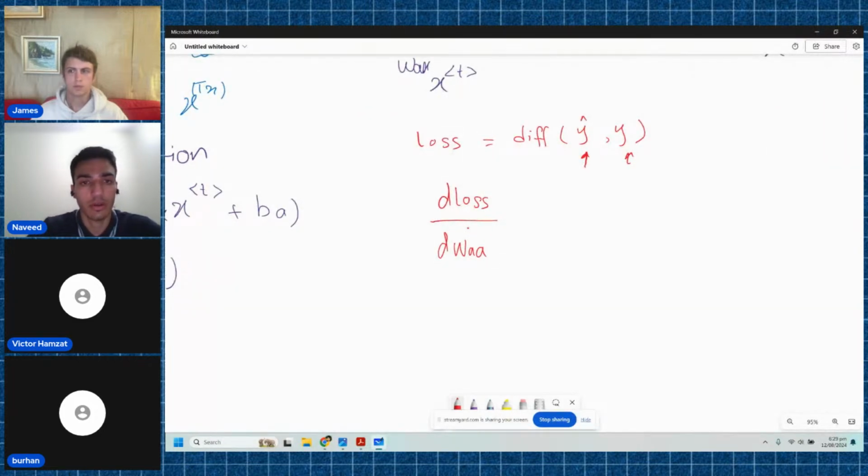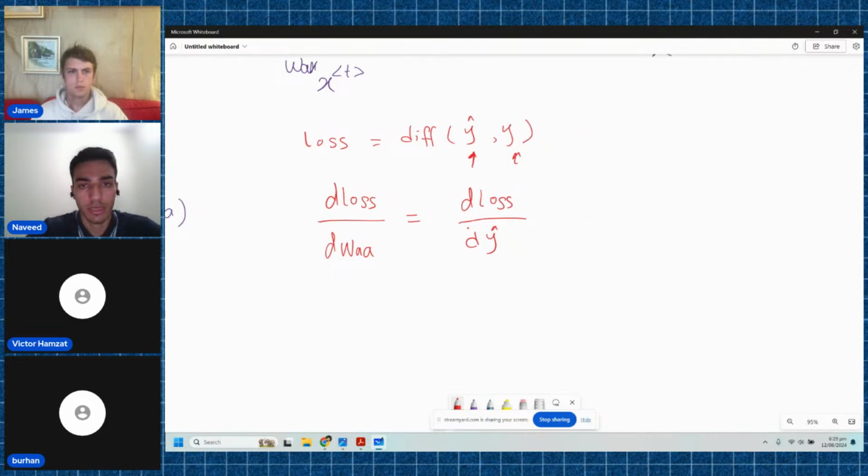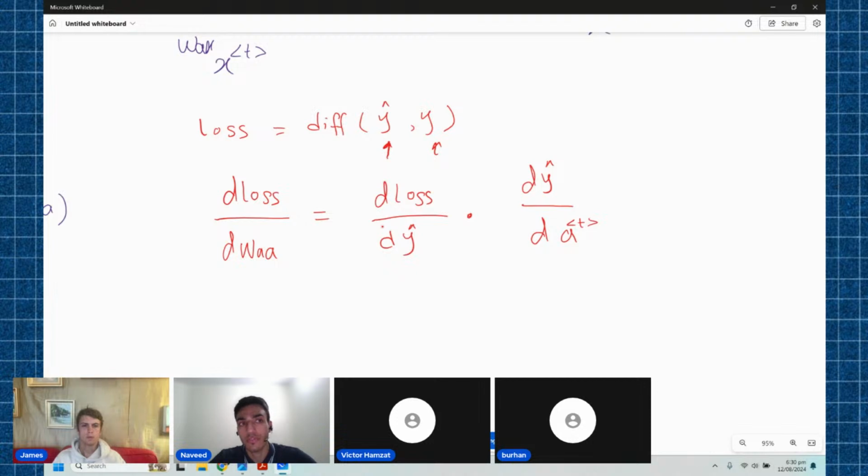So d loss over dWA would be nothing but the derivative of the loss function first with respect to y hat, and then we would multiply it with the derivative of the model prediction with respect to the derivative of the AT. Now, the key thing to pay attention to here is this T term, because the hidden state is not just one. This is distributed across the different time steps of the input data. So this would be crucial.